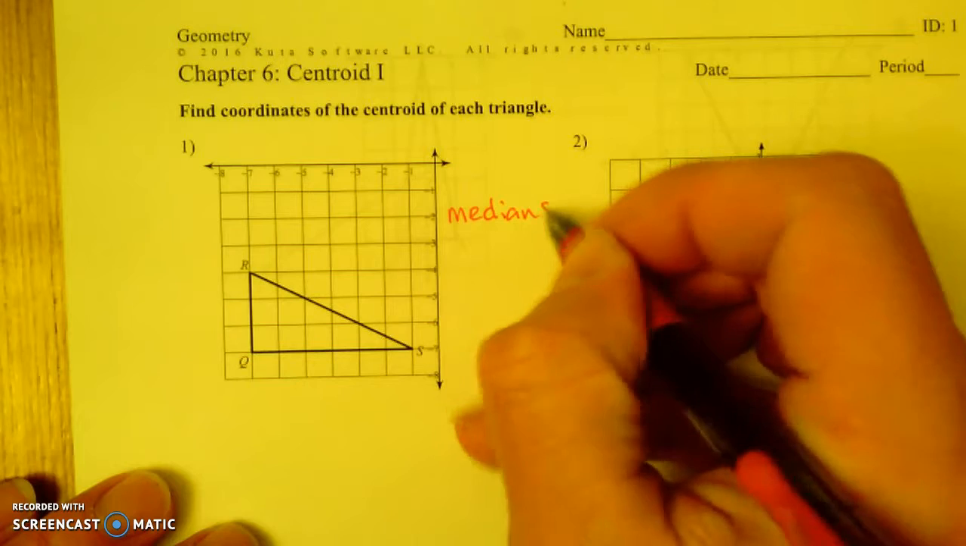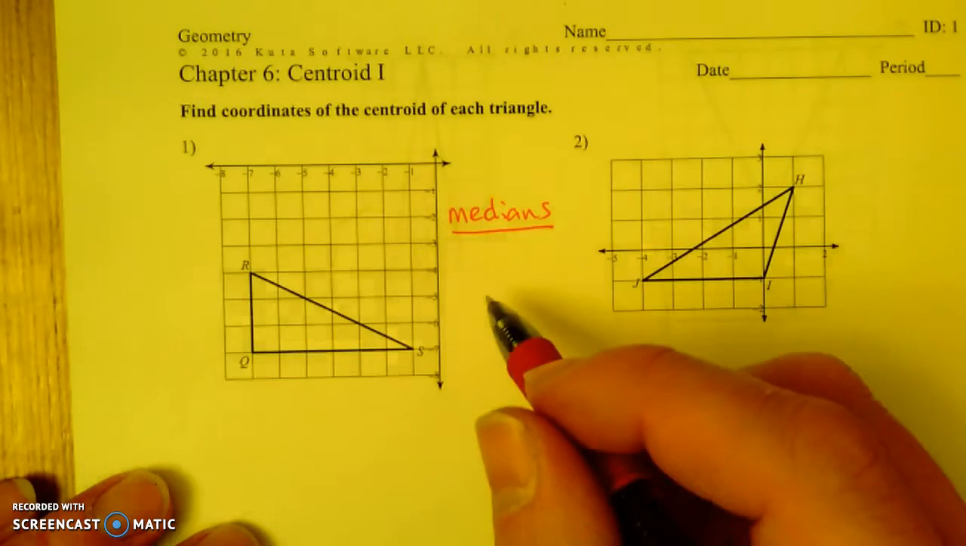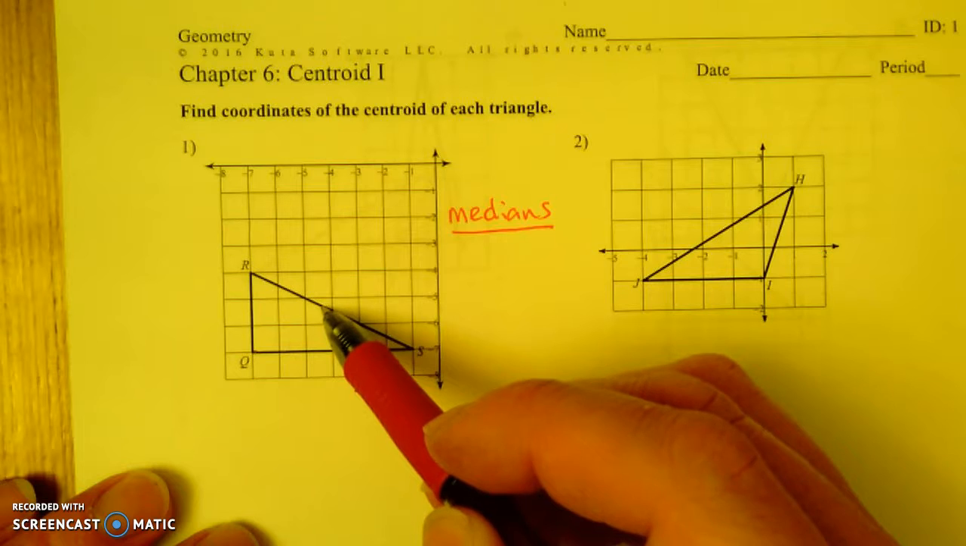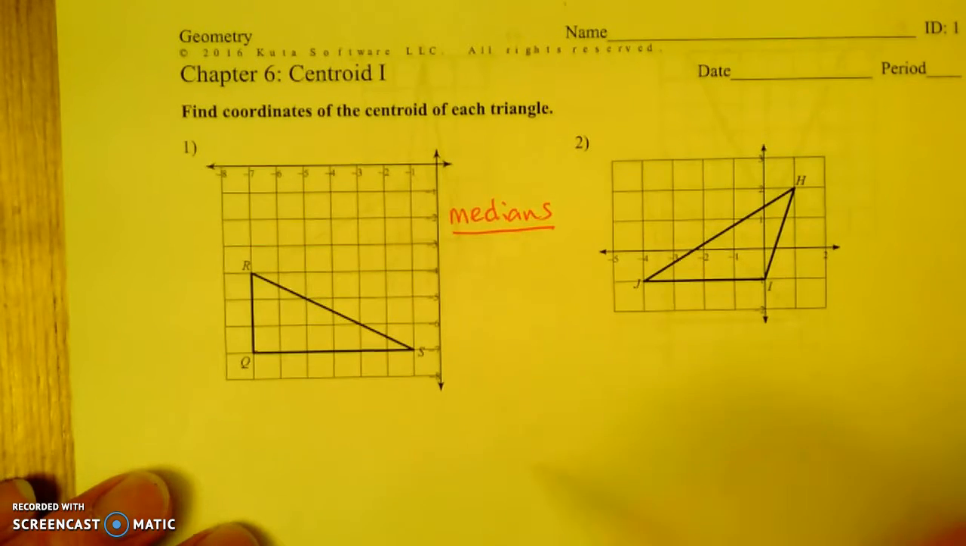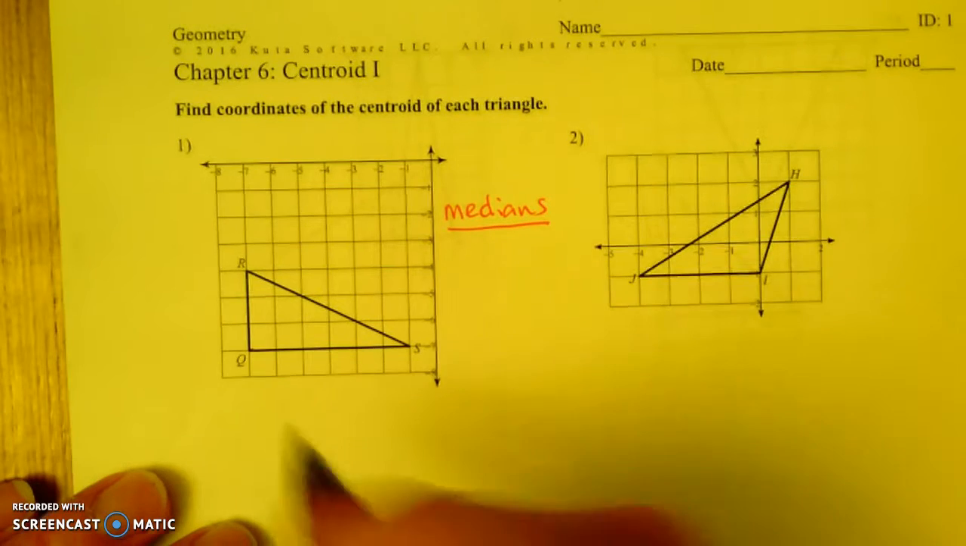Now, the centroid is what's called the point of concurrency of the three medians of a triangle. And a median of a triangle is a segment that goes from one vertex to the midpoint of the opposite side. And that's in your notes, so I don't have to write it down right now. The first thing we're going to do is locate the three midpoints.